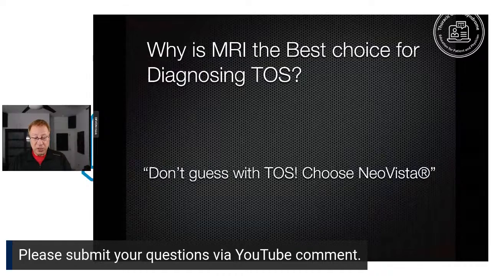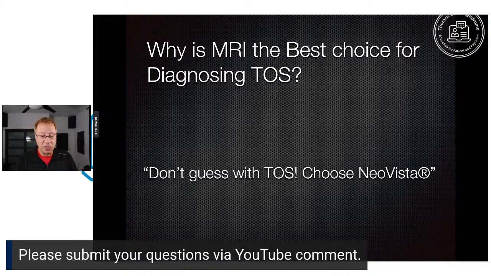So we always say here, don't guess with TOS. Choose NeoVista. We're proud of what we do with our MRI. We think it is the best modality for diagnosing TOS. If I had to pick any weakness, I'd say we don't see bone detail quite as well as a CAT scan might. But since bones are much less likely to be the cause of TOS in the areas where we don't see it well, I think that's a really minor limitation.